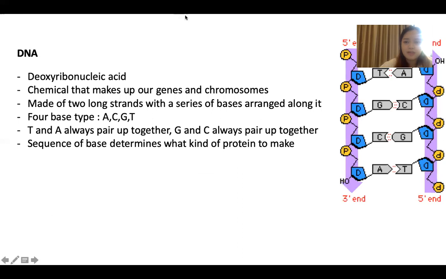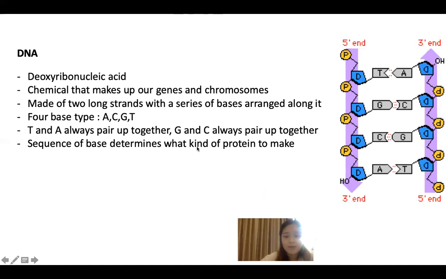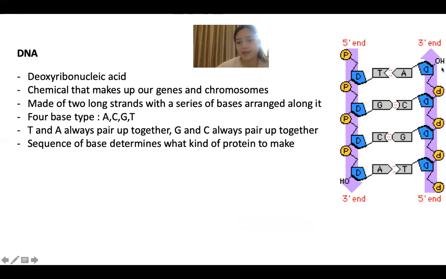Okay, so let's go through this one. The first one is DNA. Some of you are taught already, but just to revise back. DNA stands for deoxyribonucleic acid. I hope you all should know by now. It's a chemical that makes up our genes and chromosomes. It is made of two long strands, and on each strand there is a base. There are 4 base types: A, C, G, and T.